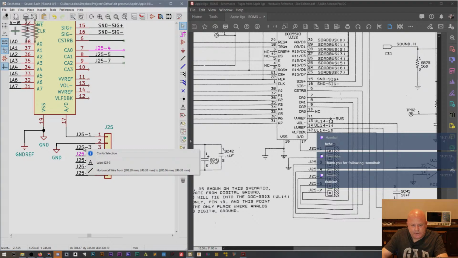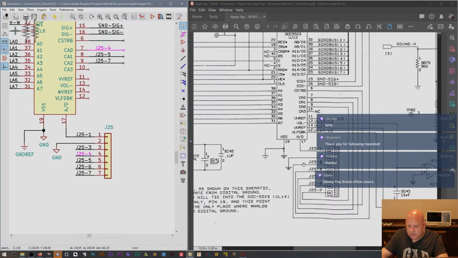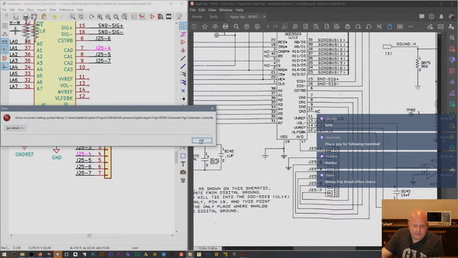So where was 3 supposed to connect to? J25-3. Oh, I never found it. Well, I'm glad we did it this way then. And then this one should be, okay. That's so much better. So much better.